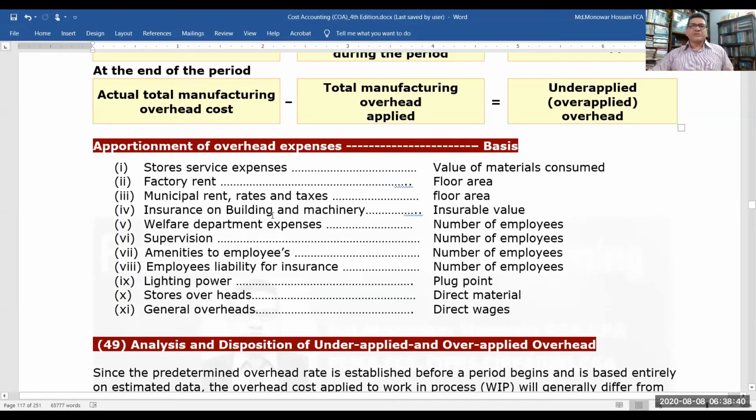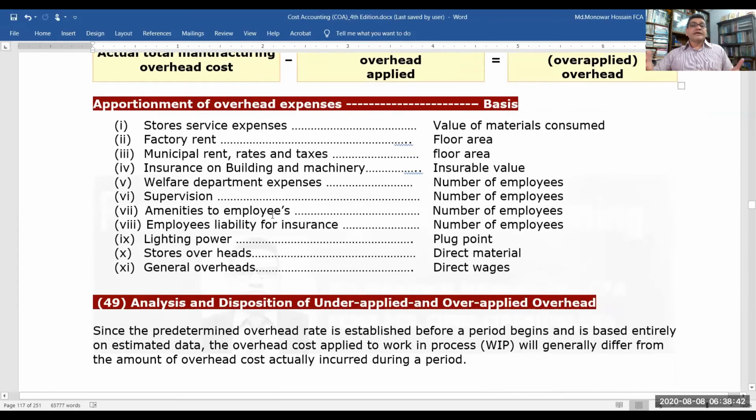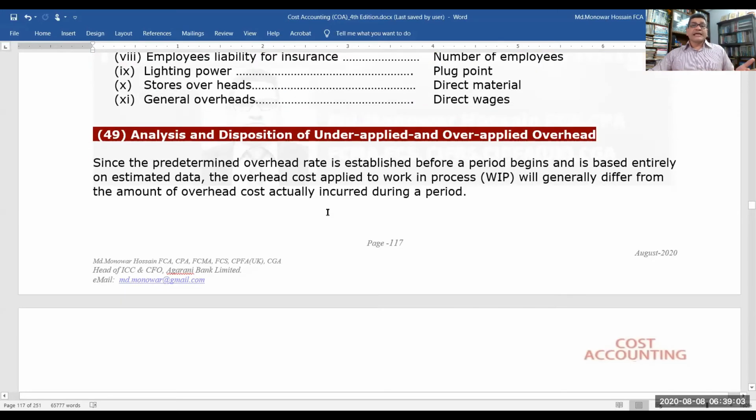Apportionment of overhead expense. There are these apportionments, that means store service expense. The basis of apportionment would be the value of the material consumed. For factory rent, the basis for apportionment is floor area. This is all listed here. Just read it.